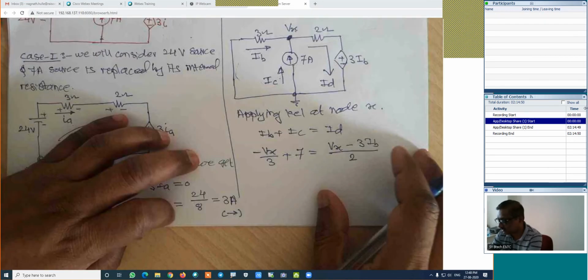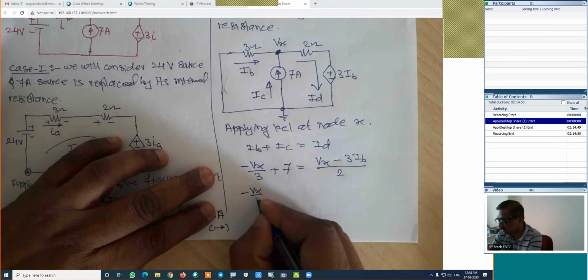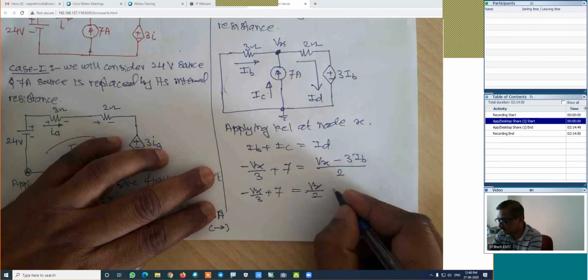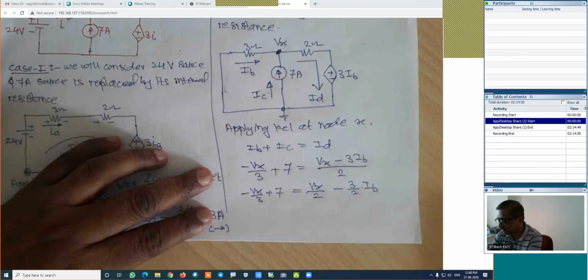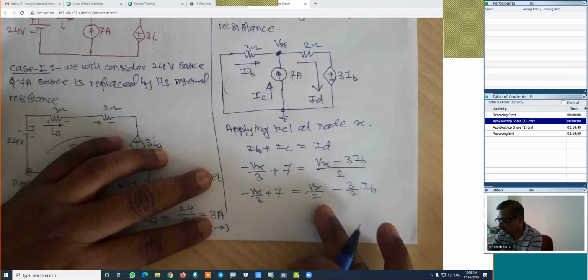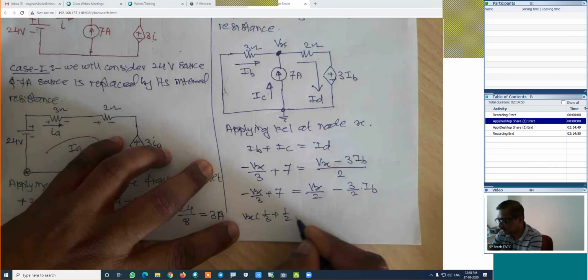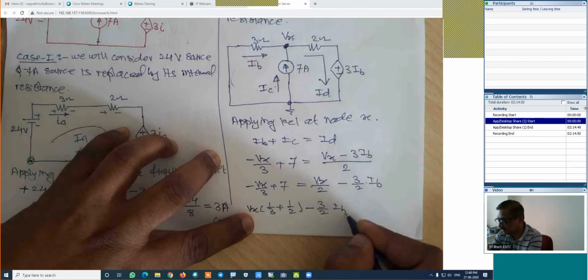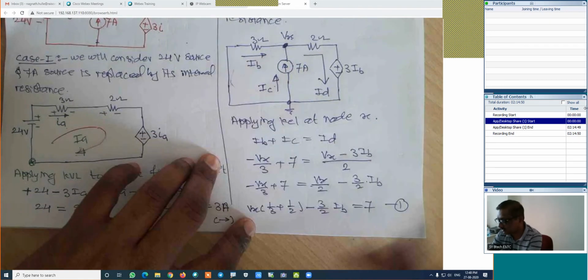Simplify this equation. If we are simplifying this equation further, it is minus Vx upon 3 plus 7, which is equal to Vx upon 2 minus 3 by 2 into IB. If we shift this Vx to this side, how will the equation be? Taking Vx common, it is 1 by 3 plus 1 by 2. In this way it will become plus on this side. Then minus 3 by 2 IB, which is equal to 7. This is equation number 1. In case 2, equation 1 comes.